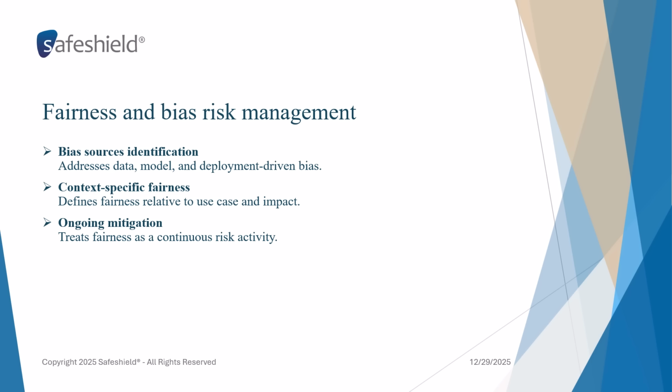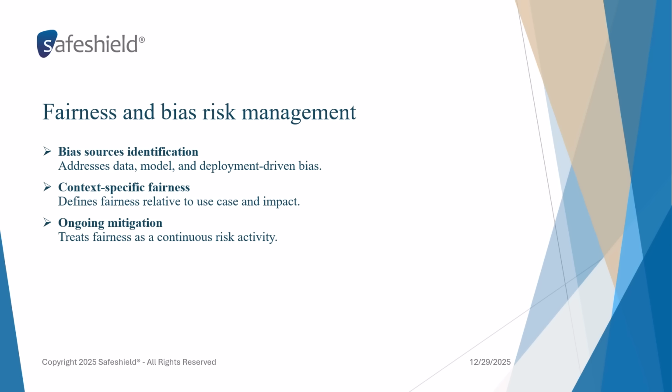Fairness and bias represent some of the most visible and socially impactful risks associated with artificial intelligence systems. The NIST AI Risk Management Framework treats fairness as a risk domain that must be actively identified, measured, and managed throughout the AI lifecycle. Bias is not limited to model behavior alone. It can emerge from data collection practices, labeling processes, feature selection, system design choices, deployment contexts, and user interactions.